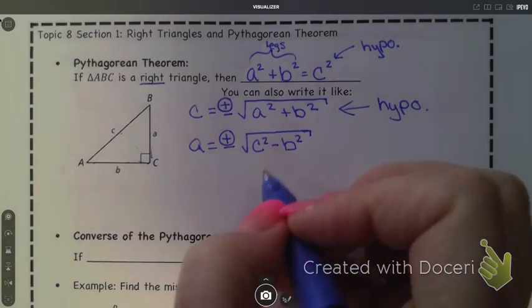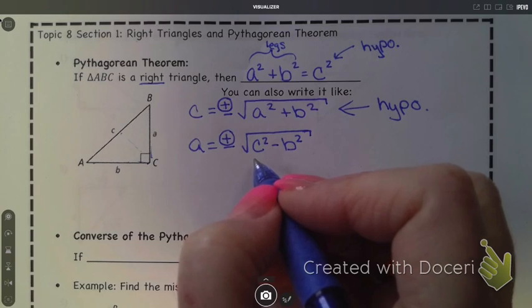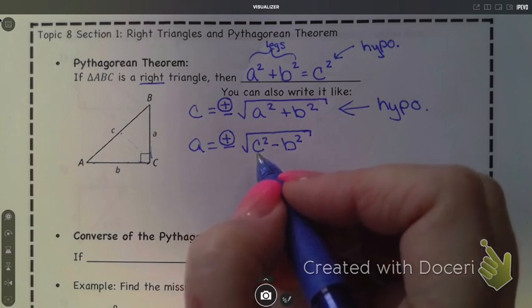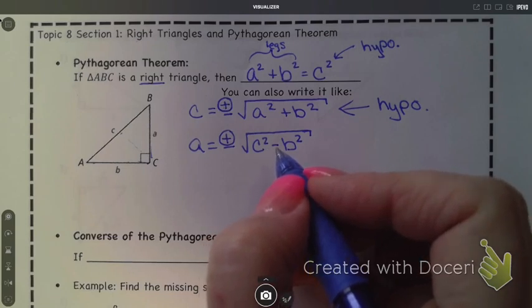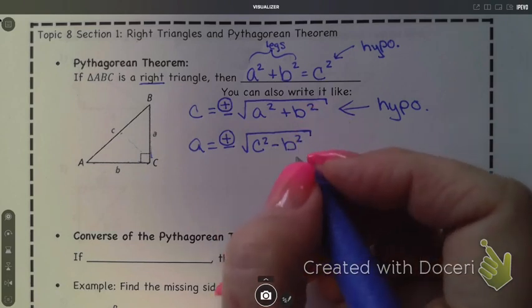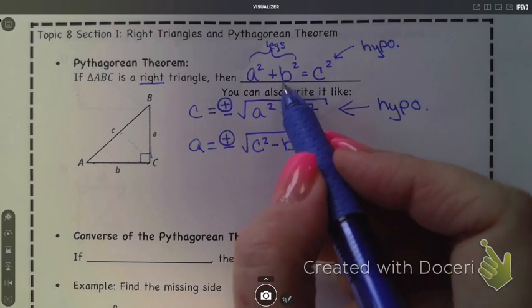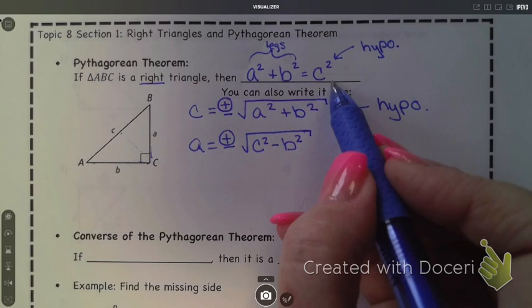Okay, does C have to be first? Think about it. C is the hypotenuse. It's the longest side of the triangle. Does it have to be first? Yeah. Because if it's not, you're going to have a negative number. Can you take the square root of a negative number? No. And the math doesn't support it, does it? You have C squared by itself. You subtract over B squared, don't you?